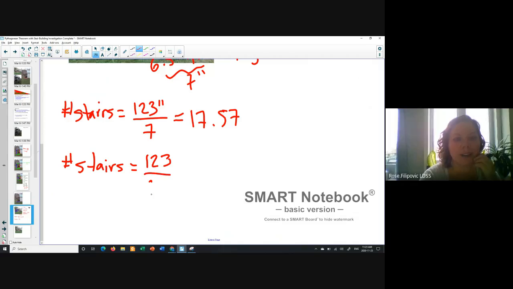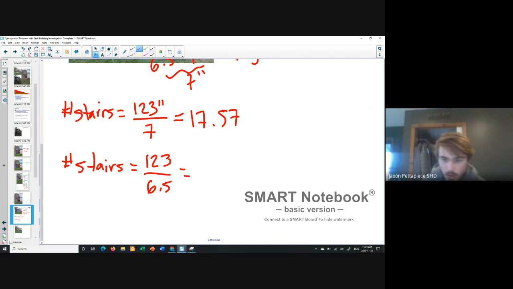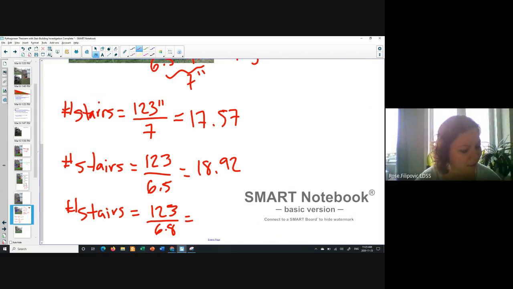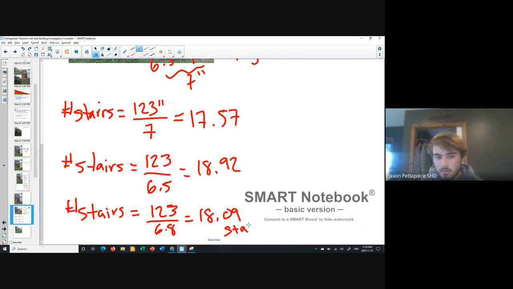So they started to play around and they tried 6.5. That probably wouldn't work because it would do the same thing that the 7 did. So then we were at 18.92, and they were like, that's not right. So then they tried another one. They tried 6.8 next, I think. And that gave them 18.09, which to us was close enough. So this is about 18 stairs.